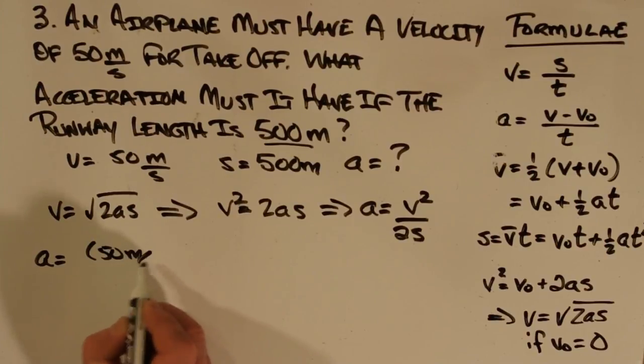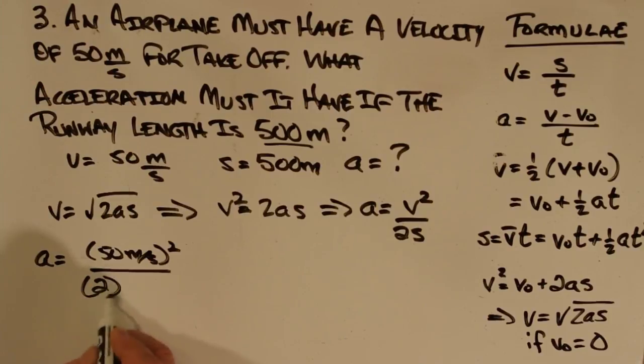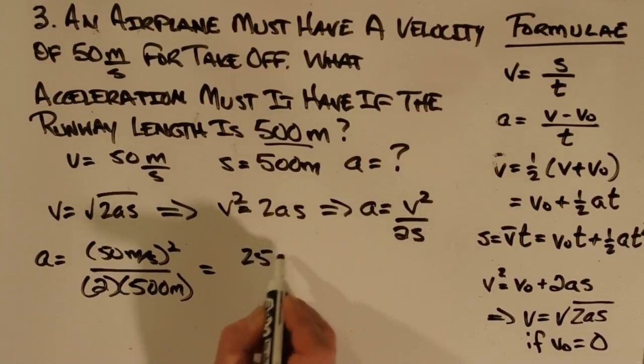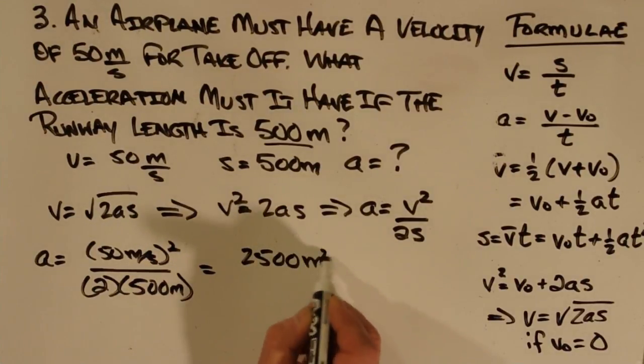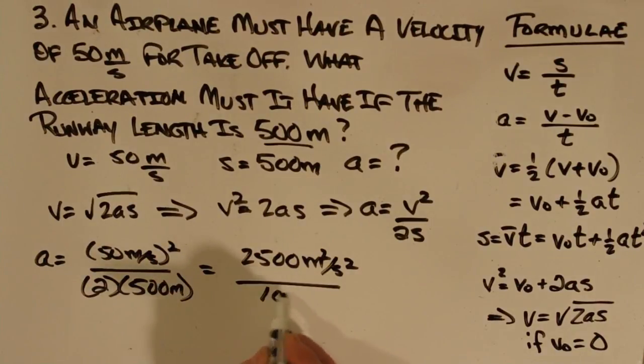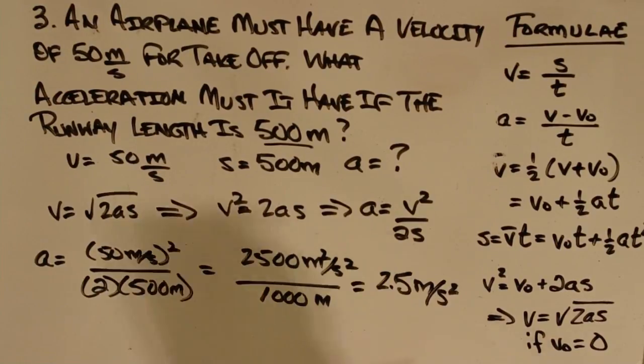Substituting numbers in, we get A is equal to 50 meters per second, squared, divided by 2 times 500 meters. This is equal to 2,500 meters squared per second squared divided by 1,000 meters. So our answer is 2.5 meters per second squared.